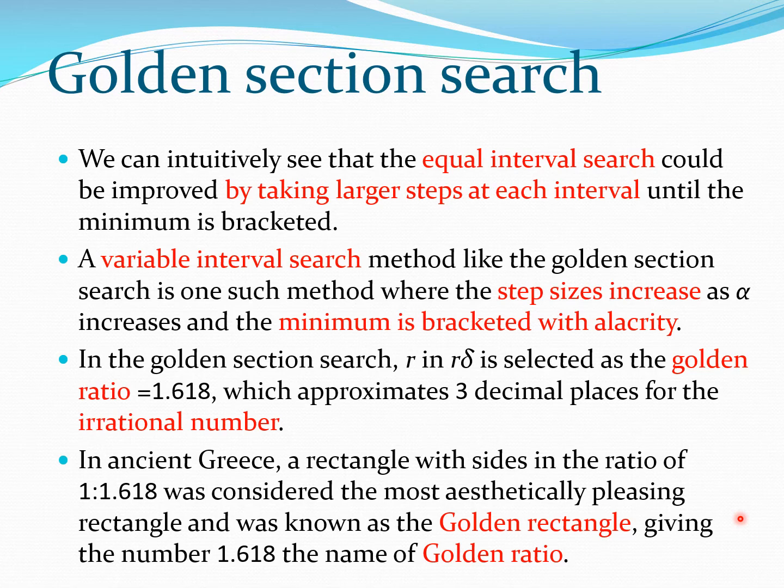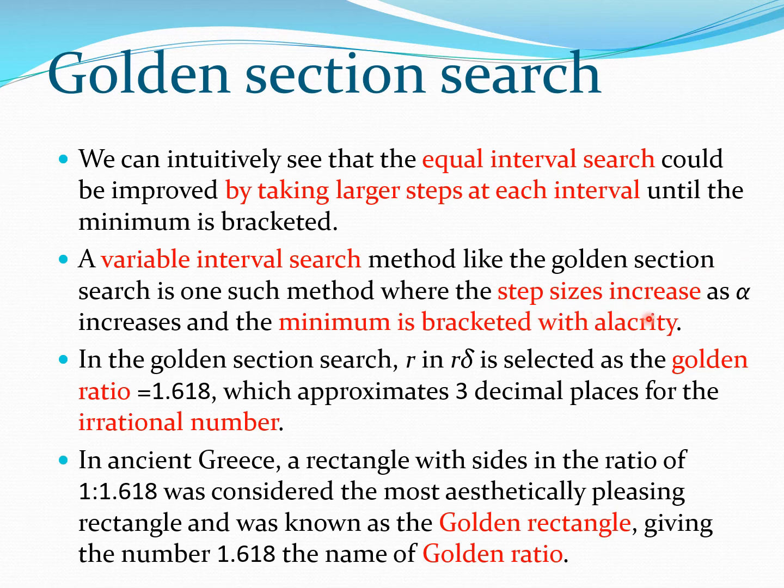Now you can intuitively see that it would be better if we took progressively larger steps till the minimum was bracketed, and then once the minimum has been bracketed we could again refine this particular interval by taking smaller steps. So these kinds of methods are known as variable interval search methods, and one of the most important such methods is the golden section search, which we are going to discuss in today's lecture.